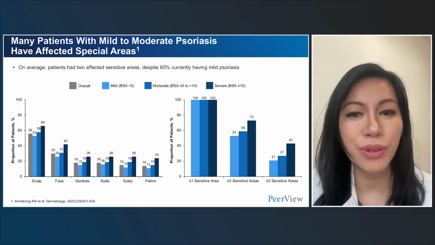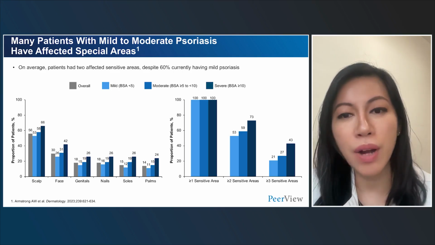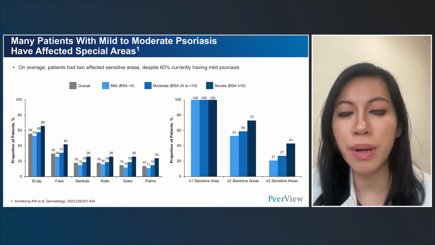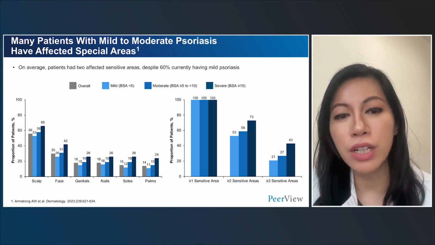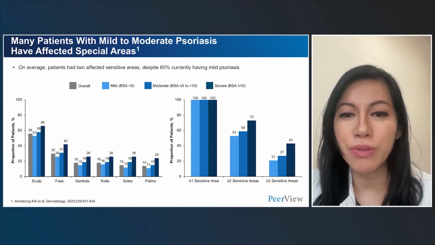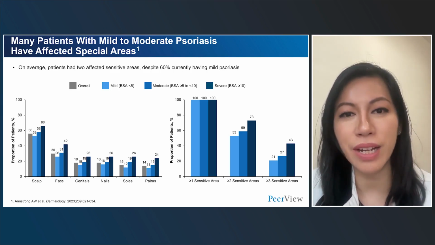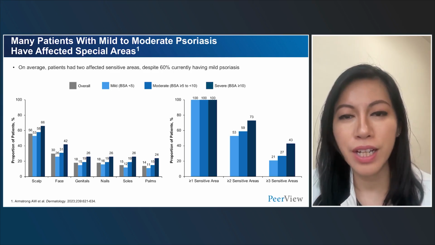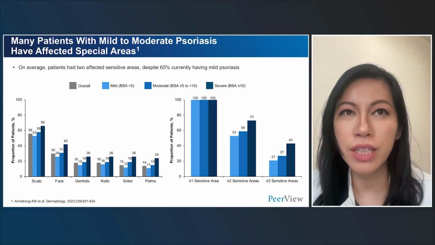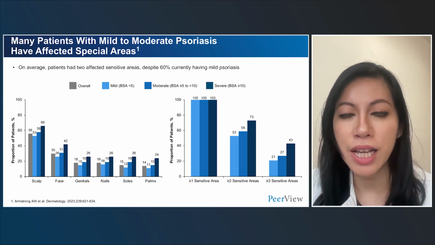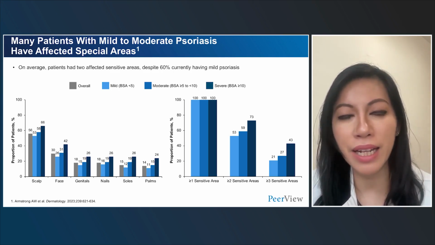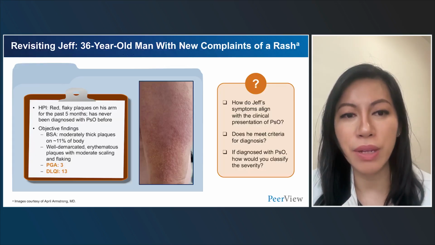And anywhere between a third to about 40% of the patients will have facial involvement as well. And you can see also from this slide, about a quarter of the patients will have genital involvement or nail involvement or palmar and plantar involvement. And importantly, it's also important to recognize that many patients may have two of these high impact or sensitive areas involved. So treating our patients, not only treating the truncal lesions, but also ensuring that these high impact areas are also addressed is very important.